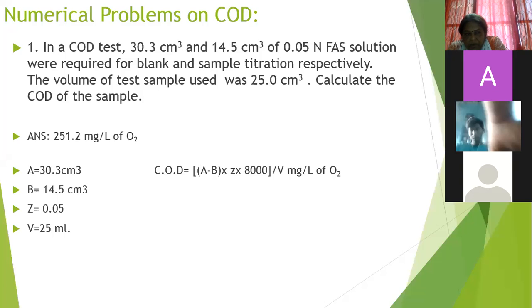Write this problem. In a COD test, 30.3 cubic centimeter or ml and 14.5 ml or cubic centimeter of 0.05 N FAS solution were required for blank and sample titration respectively. The volume of the test sample used was 25 cubic centimeter or 25 ml. Calculate COD of the sample.